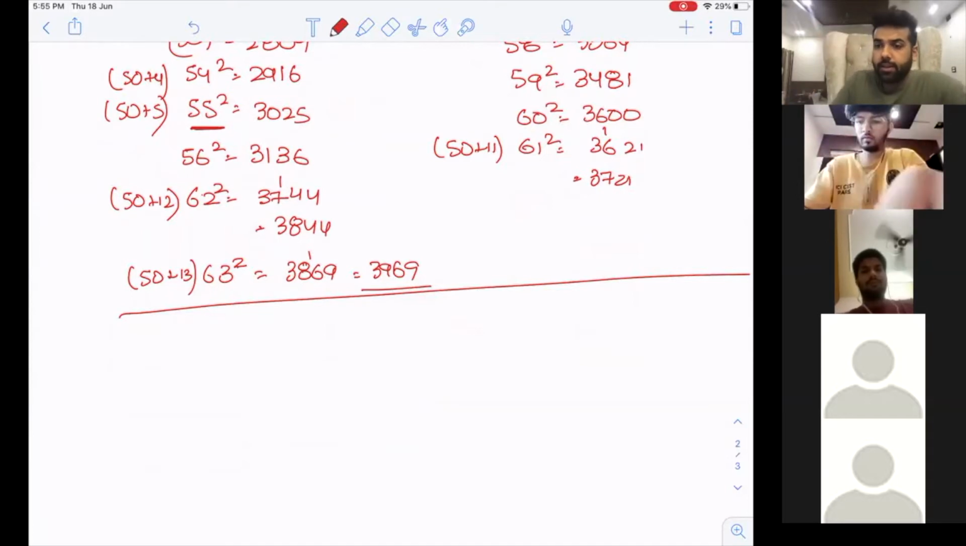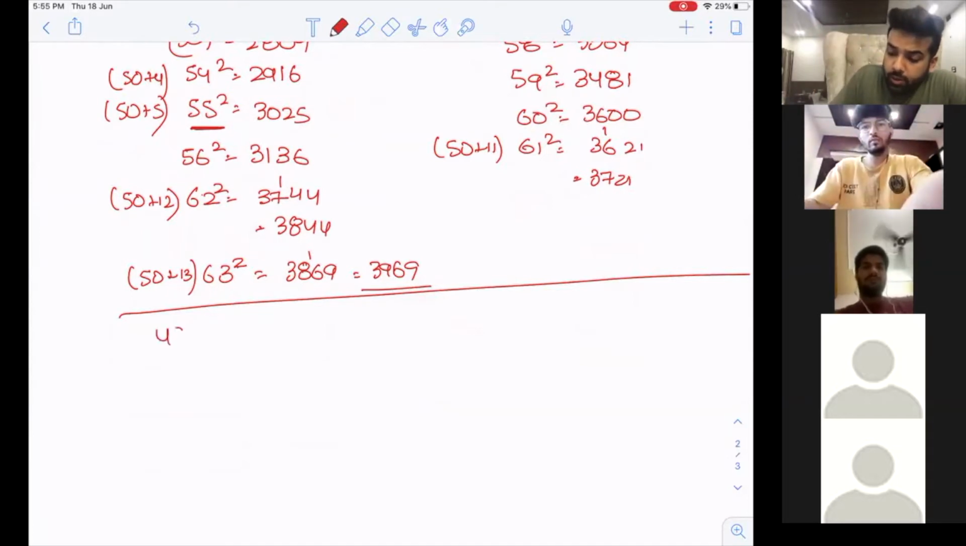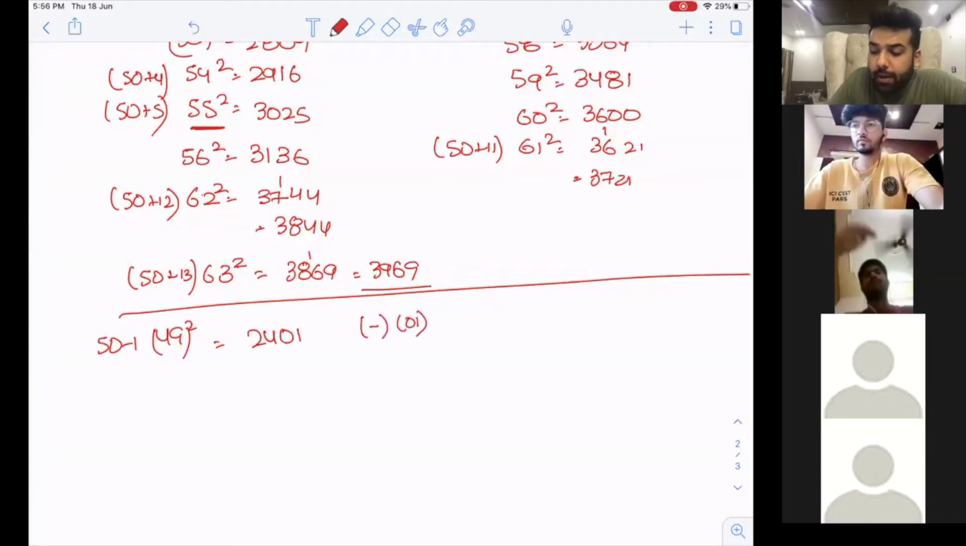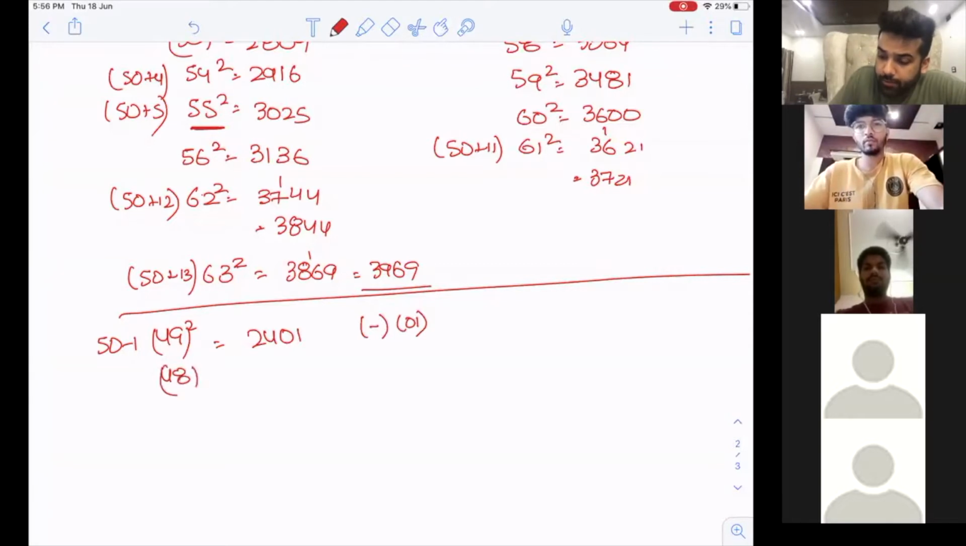Okay, perfect. Now, let us do 49 square. What is 49 square? 50 minus 1. What is 25 minus 1? 24. What is 1 square? 1. Same rule. The only difference: there it was plus, here it is minus, and the square of the thing that was subtracted. Same thing.